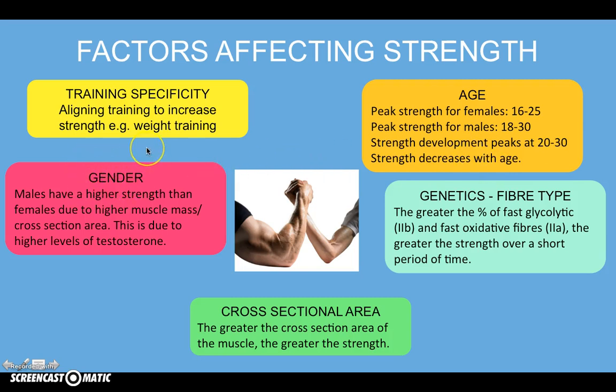G, gender. Males have a higher strength than females due to higher muscle mass and cross-sectional area. This is due to high levels of testosterone. Females have higher levels of estrogen. Okay, and then you've got the other G, which is genetics.